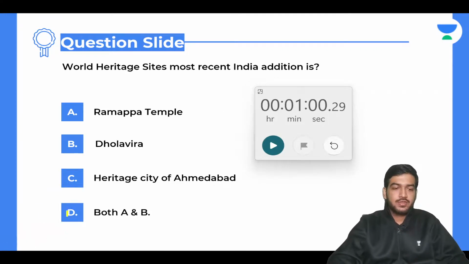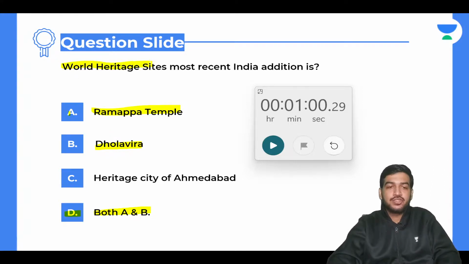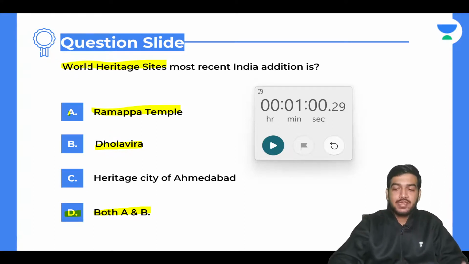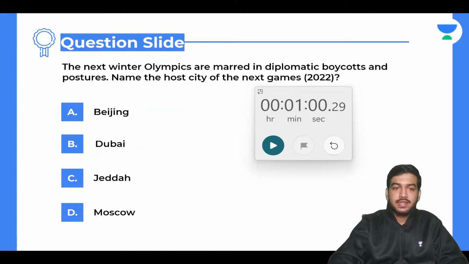The answer to this question is D, both A and B. Dholavira and Ramappa Temple, both of them have been added as World Heritage Sites of culture by UNESCO this year. Then the next one.